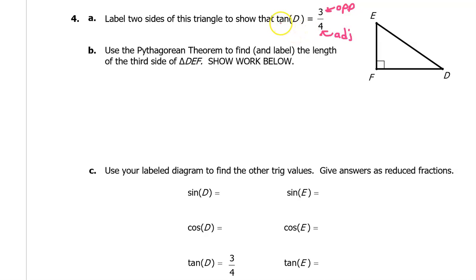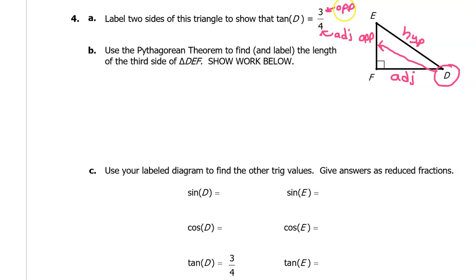Also, notice that we are talking about the tangent of angle D. So let's circle angle D. Start with the hypotenuse, which is always across from the 90-degree angle. So that means that this is the hypotenuse right here. Now, if I draw an arrow going away from angle D, that is going to be the opposite side. The other side will be the adjacent side. So I have opposite, adjacent, and hypotenuse. We are supposed to label the triangle so that the tangent of angle D is 3 over 4.